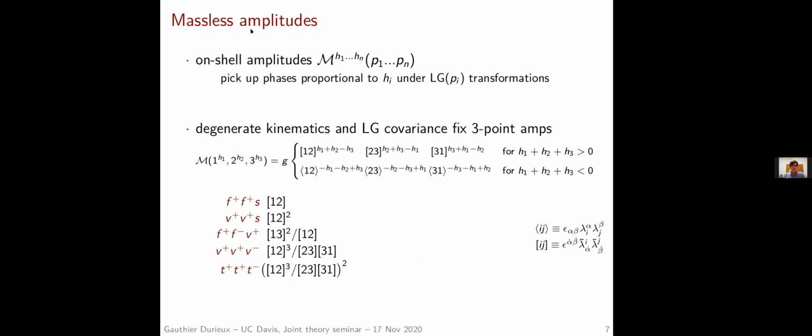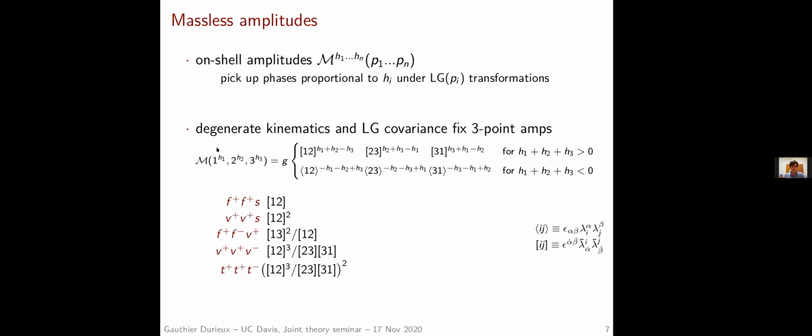With those massless particle representations, you can also go and construct massless amplitudes on shell. And those should also transform covariantly under the little group transformation of each of the momenta, which means they should pick up a phase proportional to the helicities of each of those particles. And these little group covariants in 3-point amplitudes, together with the somewhat degenerate kinematics, actually are sufficient to fully specify massless 3-point amplitudes up to a coupling constant.